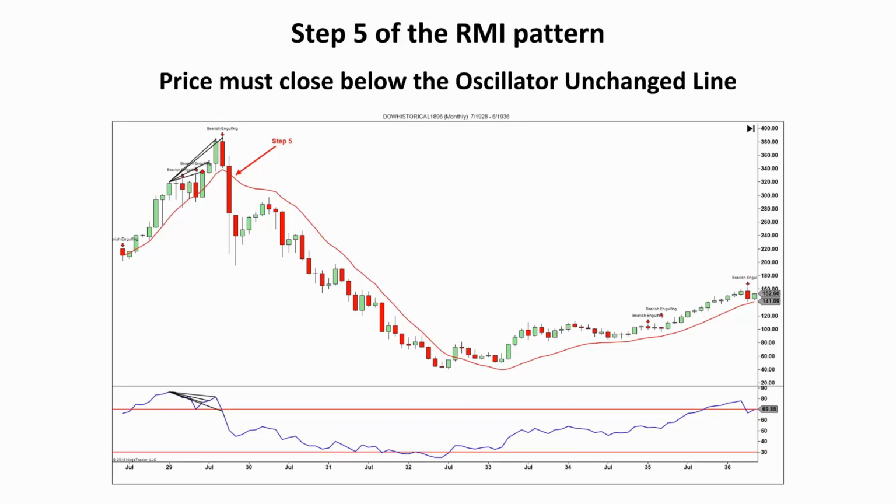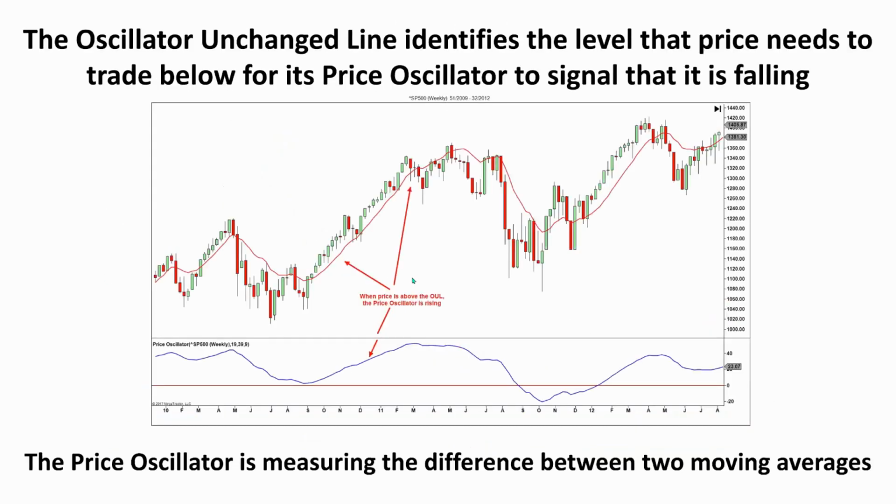Now let's take a look at step 5. Step 5 of the Rhodes Momentum Indicator pattern is price must close below the Oscillator Unchanged Line. That's this red line that shows up on my screen out here. Now, the Oscillator Unchanged Line identifies the level that price needs to trade below for its price oscillator to signal that it's falling. Now, some of you might say, well, that was a mouthful. What the heck does that mean?